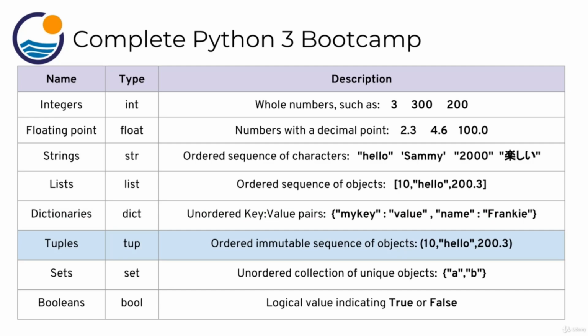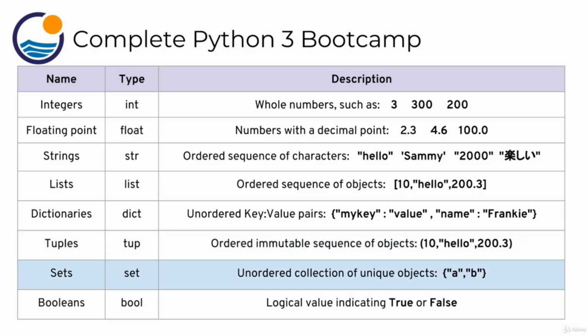After dictionaries, we have tuples. Sometimes they're also called tuples. These are ordered immutable sequences of objects. They look a lot like lists, except they have parentheses, and they're immutable, meaning you cannot change an object that's already in that sequence. We'll be discussing what immutable means in a lot more detail when discussing tuples.